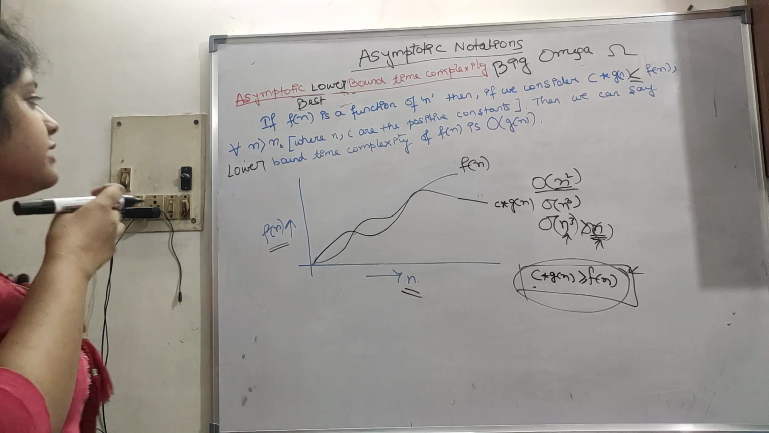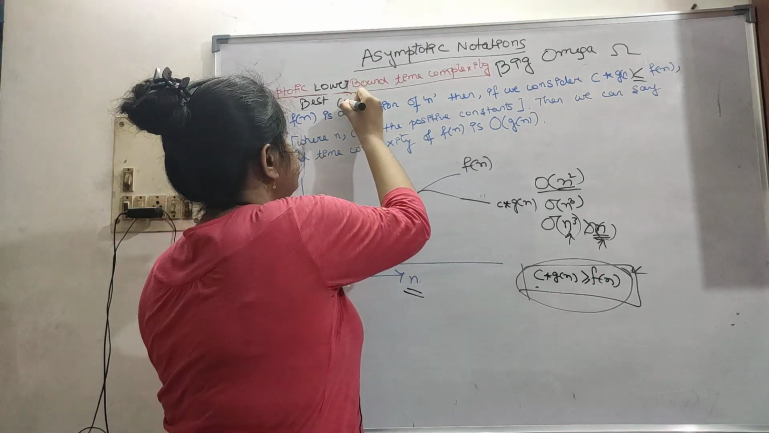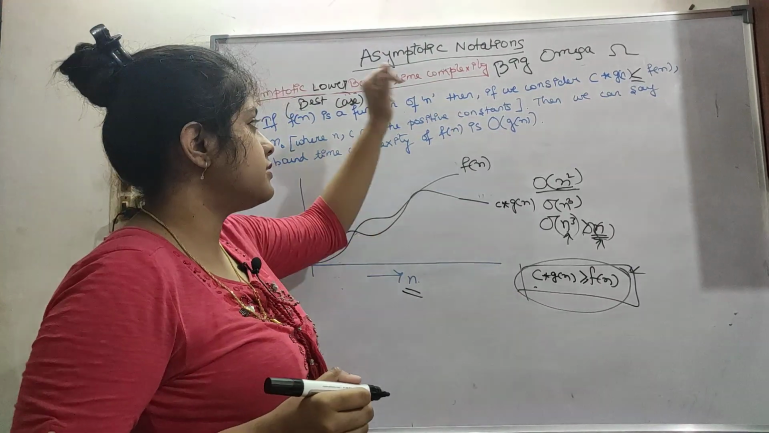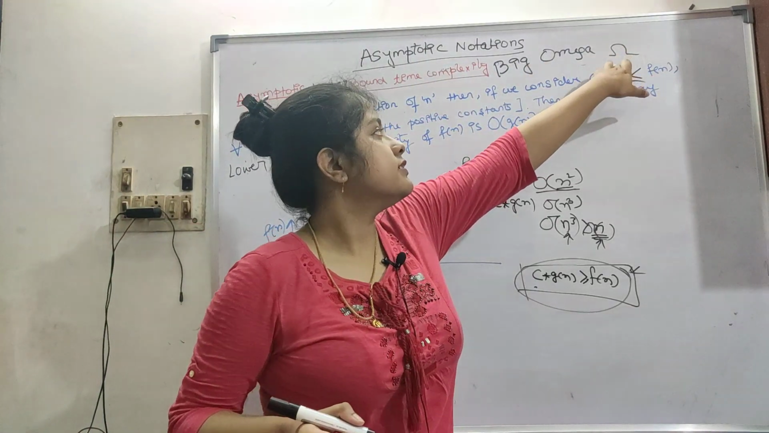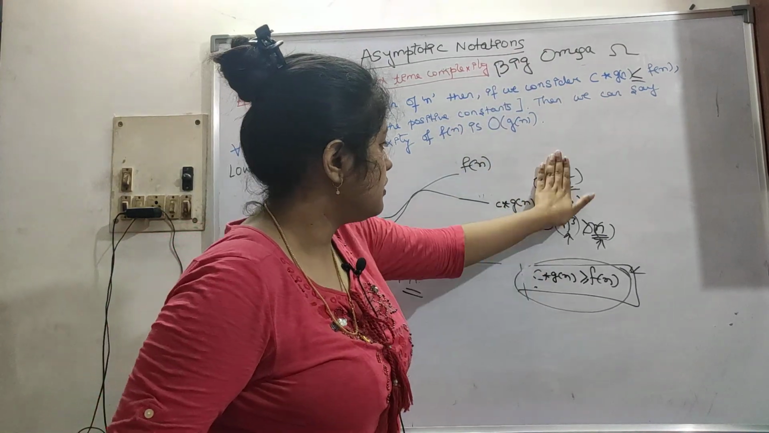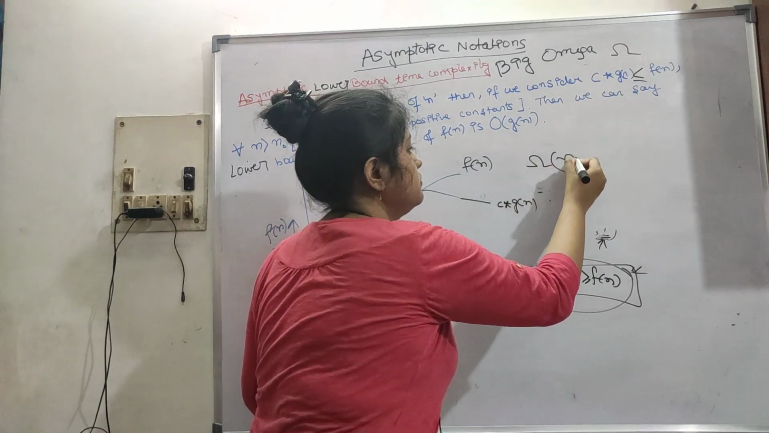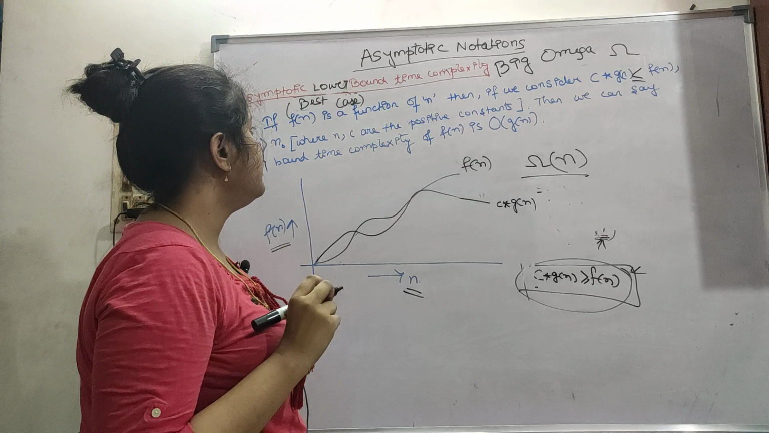So now, asymptotic lower bound time complexity, this is the best case. I have told you already the worst case, the upper bound. This is the lower bound, big omega. This notation is omega. Okay, so best case we will always write it like this: omega of n, big omega, not small omega, big omega.